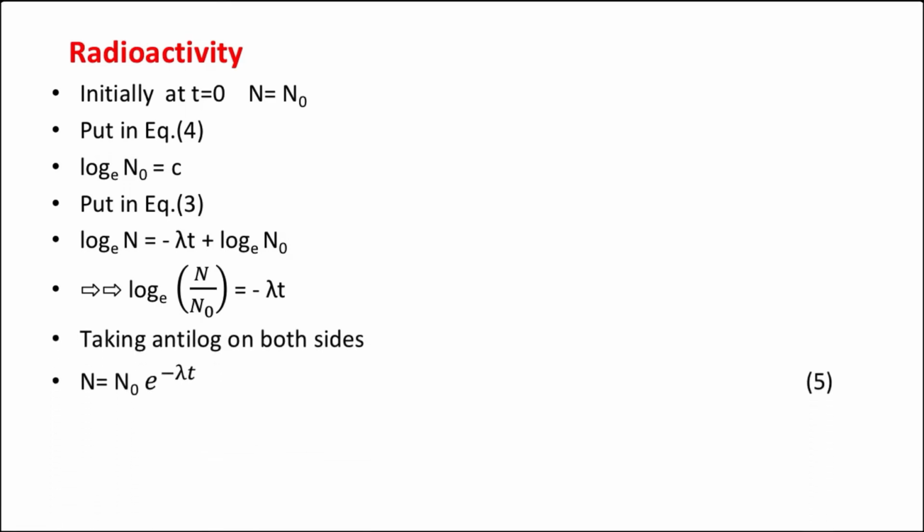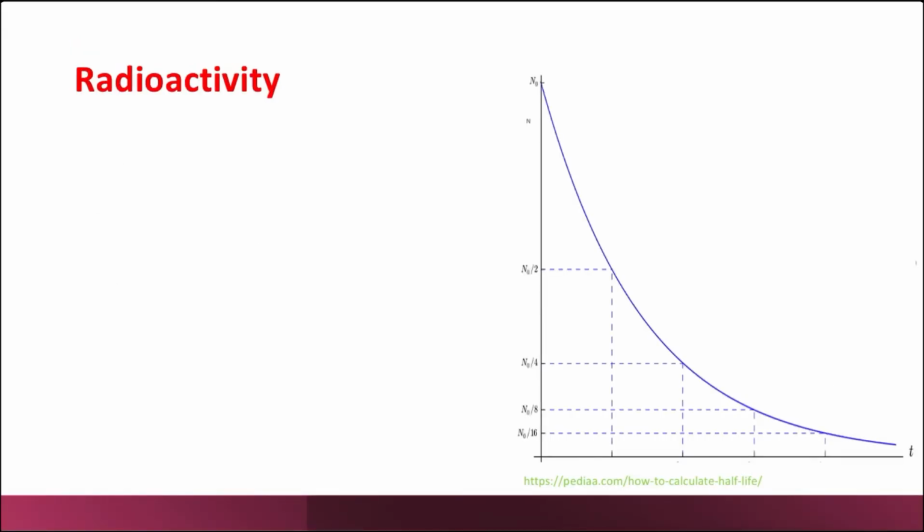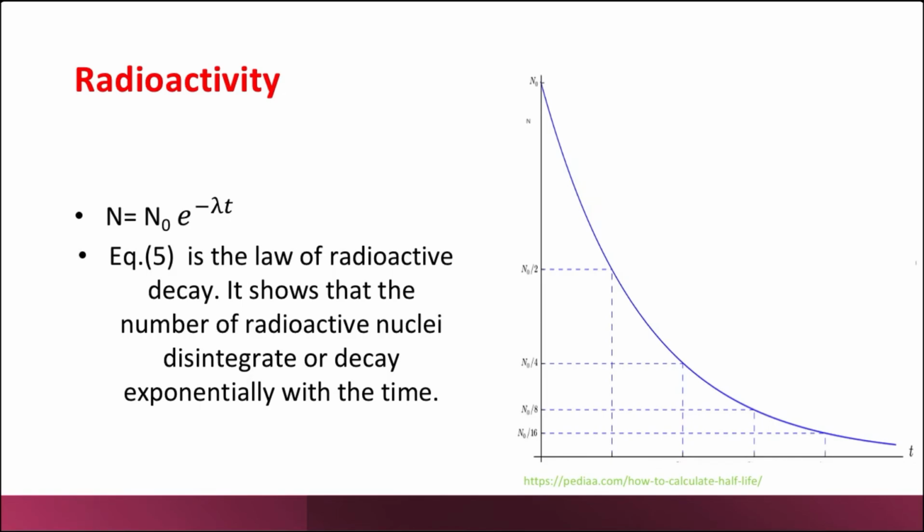Take antilog on both the sides. So N is equal to N0 e raised to the power minus lambda into t. This is our equation 5. If I plot equation 5 with N along the y-axis and time t along the x-axis, I get a curve which is shown in this slide. So N is equal to N0 e raised to the power minus lambda t. This is our equation number 5, the law of radioactive decay.